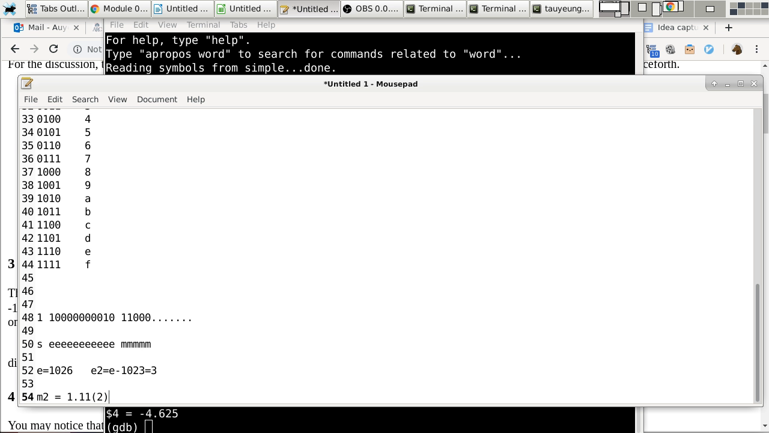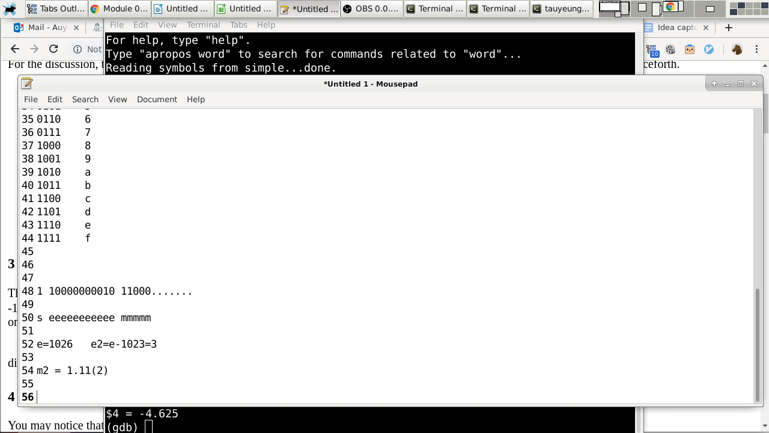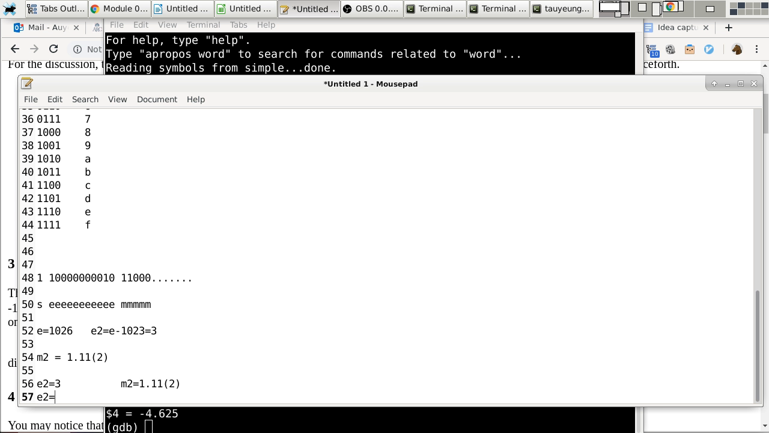But there's another way to look at this. So this time I'm looking at E2, which is 3 at this point, and I'm looking at M2, which is 1.11 in base 2 here. So instead of messing around with the mantissa itself and coming up with some fractional stuff, let me see if I can do something like this. If I change this to a 2, how should I re-express M2 so that the product between E2 and M2 remains the same? What should I do?